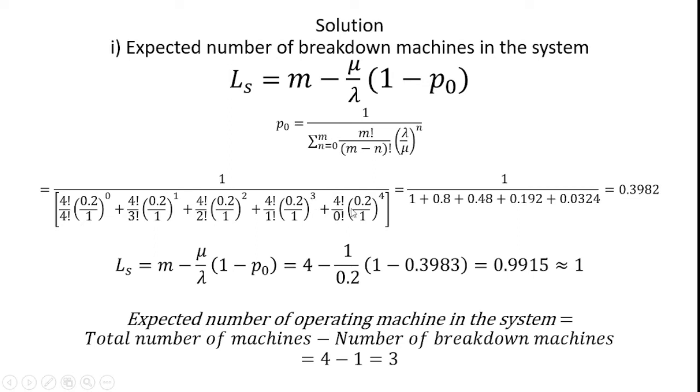Similarly, finally, the 4 machines enter into the service station, so here small m is equal to 4, small m minus small n is 4 minus 4, which is 0 factorial. 4 factorial divided by 0 factorial, as usual (0.2 by 1) power 4. Four machines are already waiting in the line, so small n is equal to 4 here. I simplify these numerical substitutions in the formula and I get the P0 value as 0.3982.